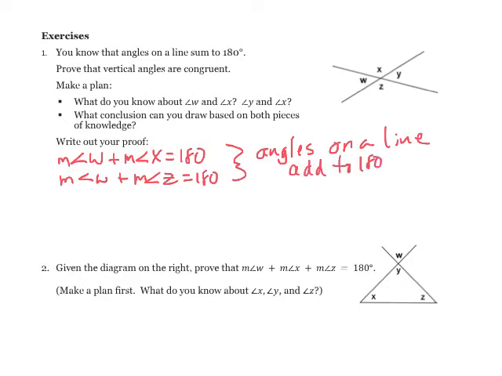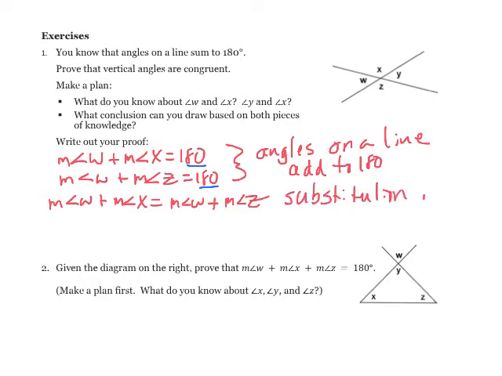Well, then if you look, we can use substitution. Since they're both equal to 180, then they're equal to each other. The measure of angle W plus the measure of angle X is equal to the measure of angle W plus the measure of angle Z. And that's the substitution property.